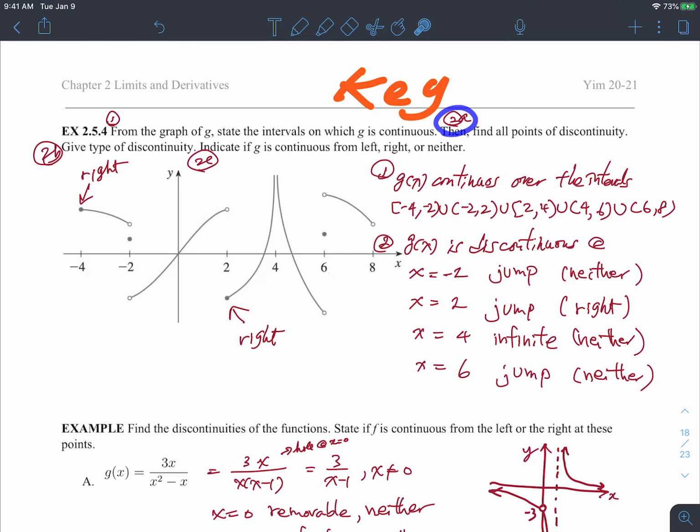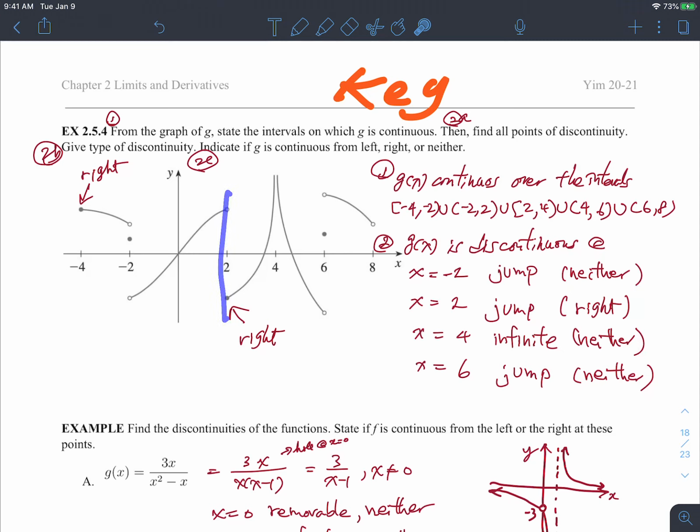Part 2a, I find all the points of discontinuity. So whenever there was a jump, or infinite, I didn't see a removable one here. So at negative 2, it's a jump. At 2, it is a jump. At 6, it is infinite because it's an asymptote. And 6 is a jump. So here, because they're both open, neither side is continuous.